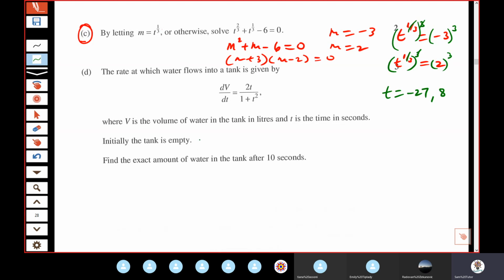Okay, let me see. No, that's integration. Next year. All right.